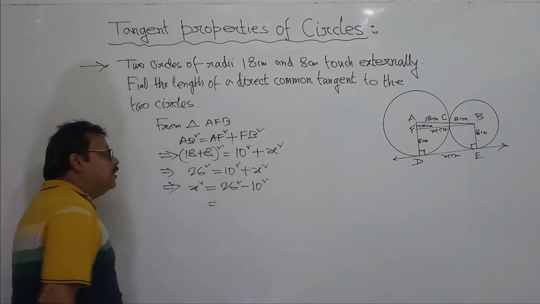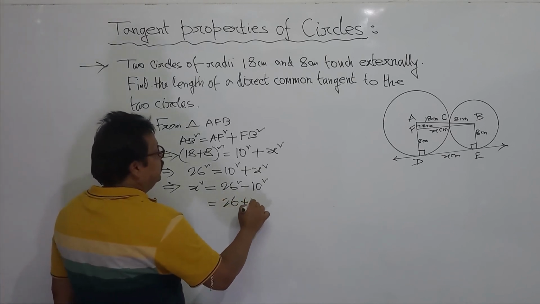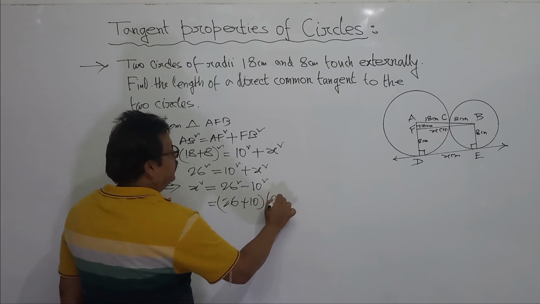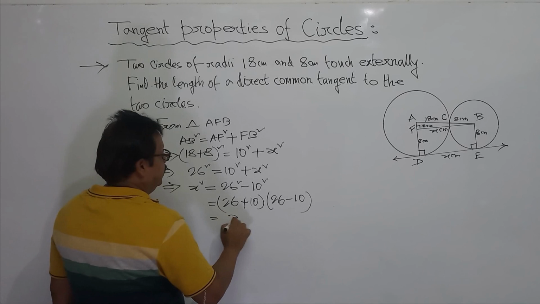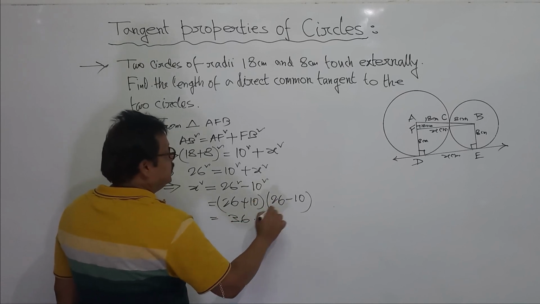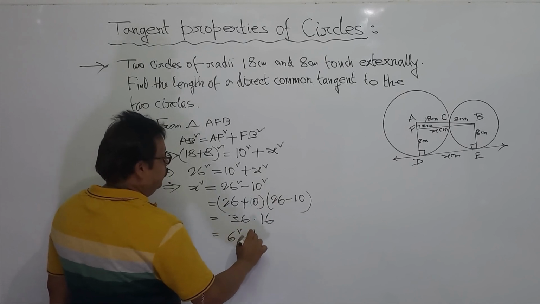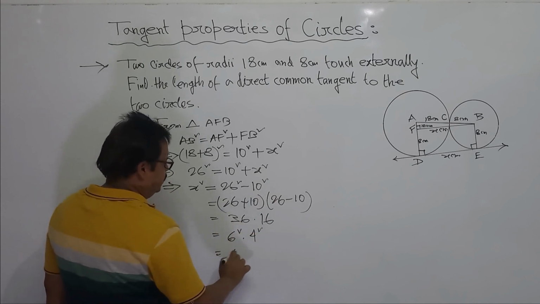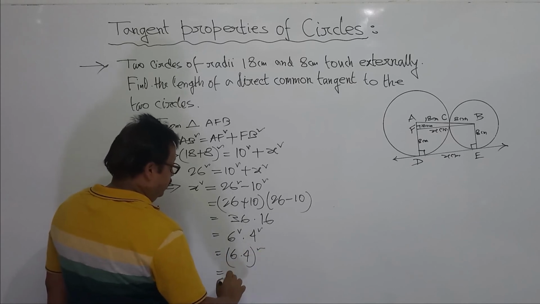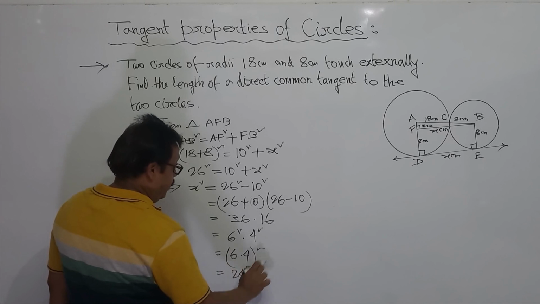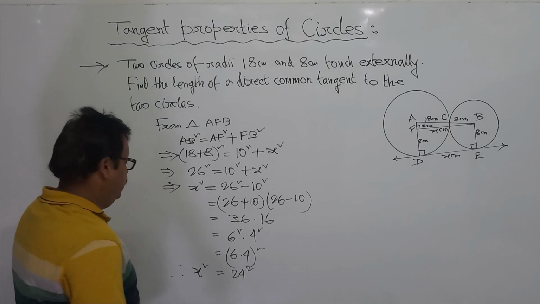Which formula will you use here? a square minus b square. Right. That is 26 plus 10, 26 minus 10. This is equal to what? 36. Correct. 26 minus 10, 16. Can you write this way? 36 into 16, that is 6 square into 4 square. This is equal to 6 into 4 whole square. This is equal to 24 square. That is x square equal to 24 square.